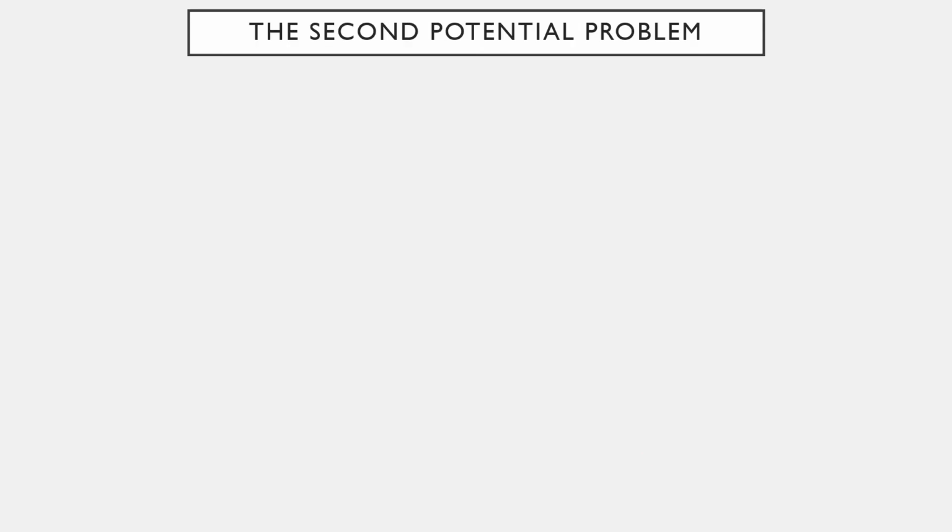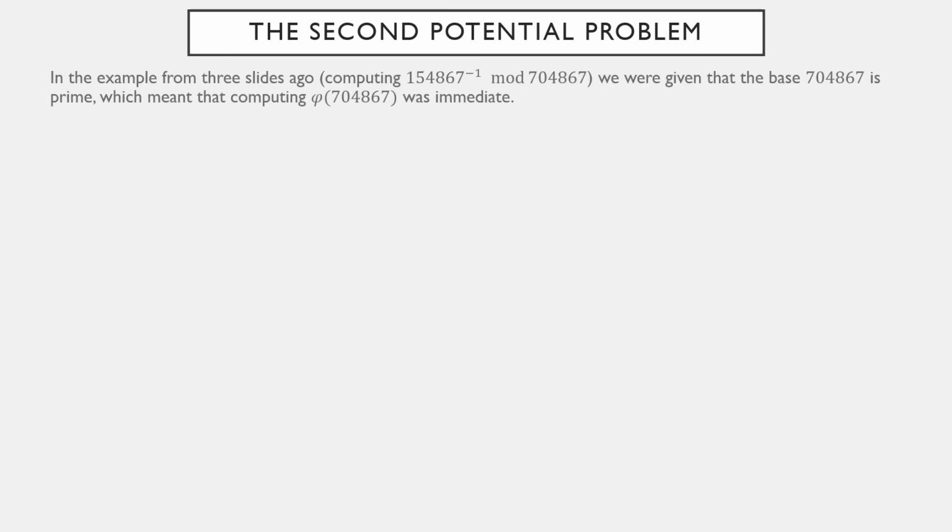So if we can execute the successive squaring algorithm, including doing multiplication, addition, and subtraction of reasonably sized integers by hand, we can take care of a lot of problems. But there is more that can go wrong. So in the example from a few slides ago, we were given that the base, 704,867, is prime. That meant computing phi of 704,867 did not take work. It's just p minus 1.